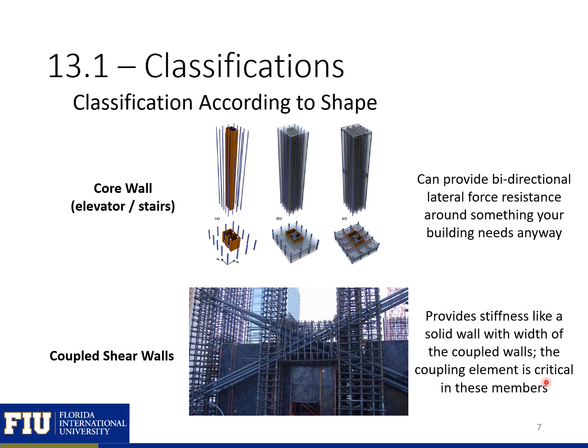The coupled shear walls, you can see the large amount of reinforcement needed in these coupling beams. So these coupling beams can be designed using the strut and tie method or using common practice procedures, but you can see a large amount of reinforcement is needed to make sure that these adjacent walls behave as one larger wall.